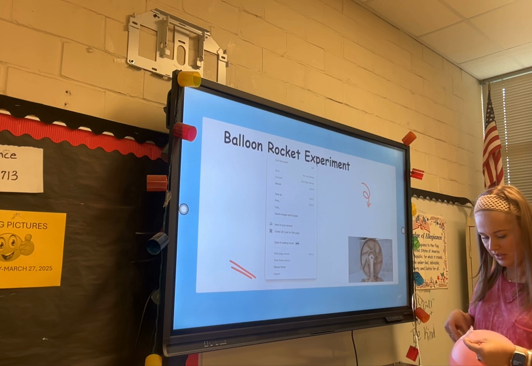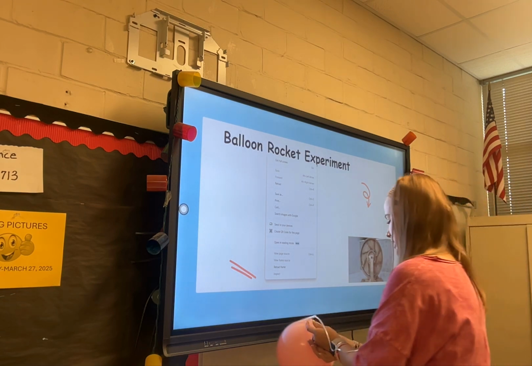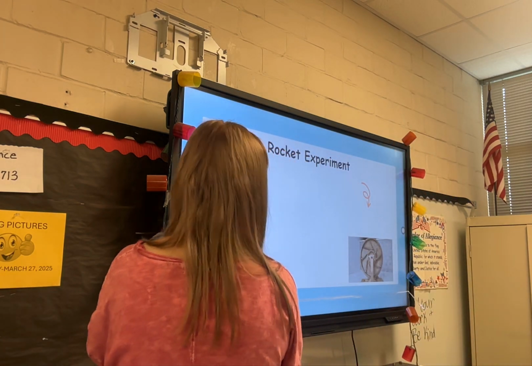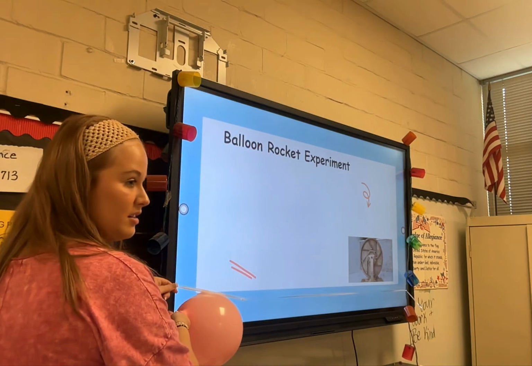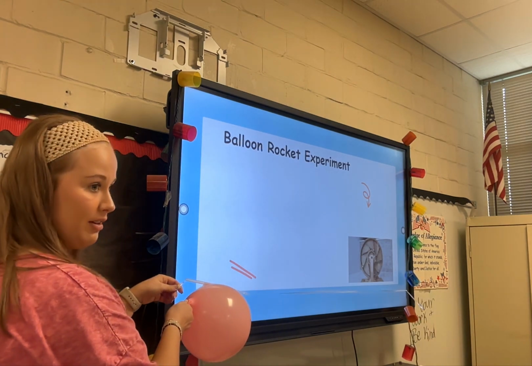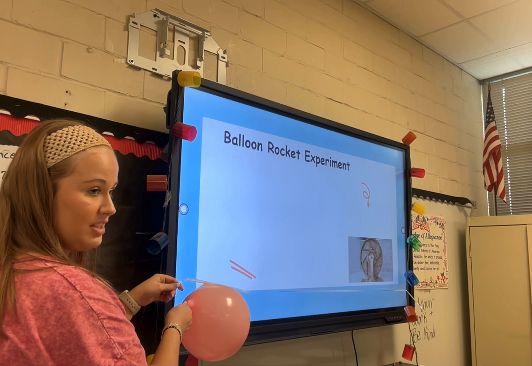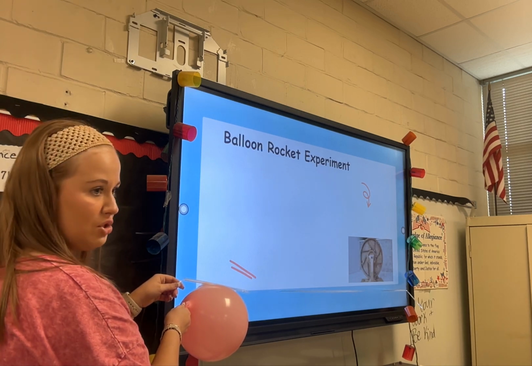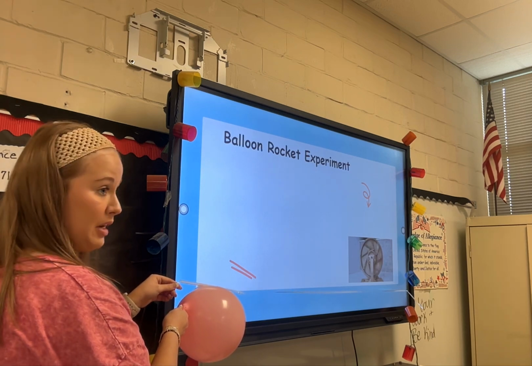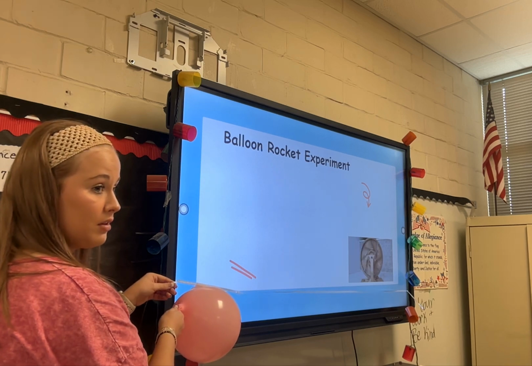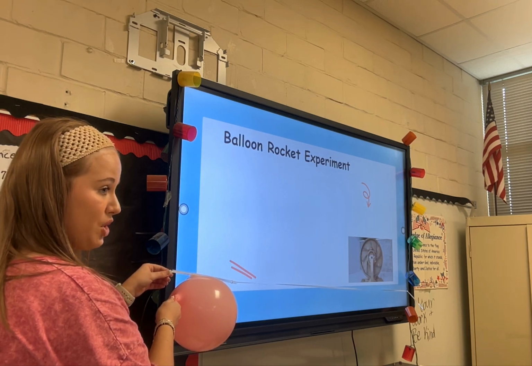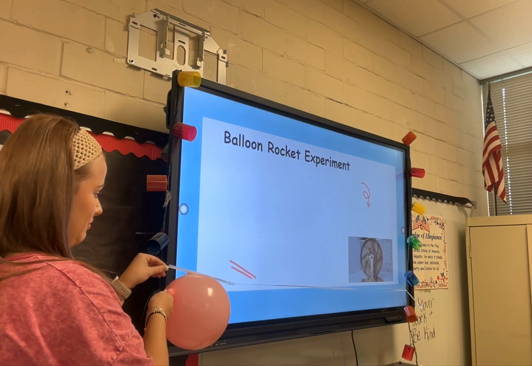Okay. So you see, everybody look up here. I have the straw on a string. I kind of threaded the string through the straw. So, does the balloon have any motion right now? No. It's not moving. What do you think is going to happen when I let go of this balloon? It's going to fly. Count down from 3. 3, 2, 1.